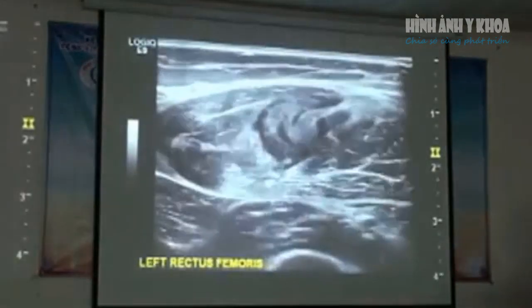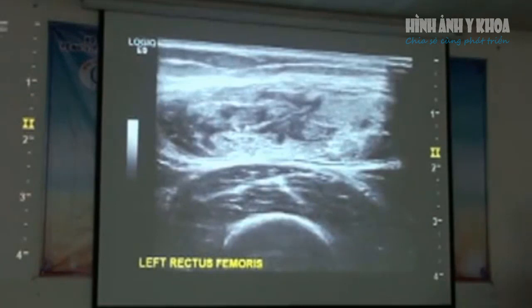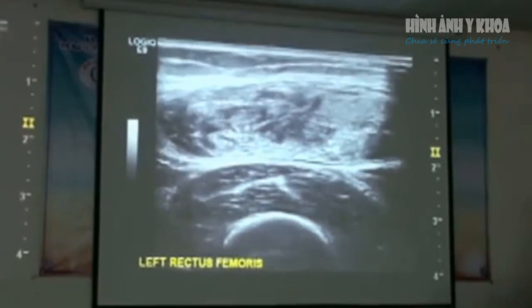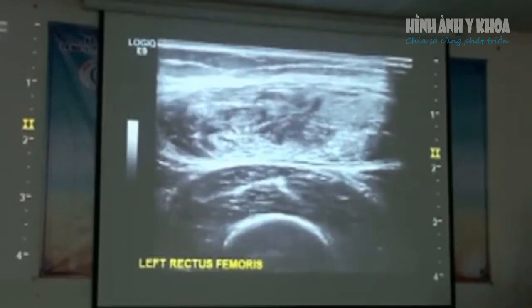So once again, using dynamic scanning, we're able to see. Let me see if I can. Sorry, it's not running. Just using the real-time looking at the tendon or at the muscle, you're able to see that there's quite a heterogeneous area there. So sometimes it's much easier to appreciate these tears just in dynamic scanning than just static imaging. Ở đây là một cái đánh giá động học của một tổn thương rách cơ rất là dễ.